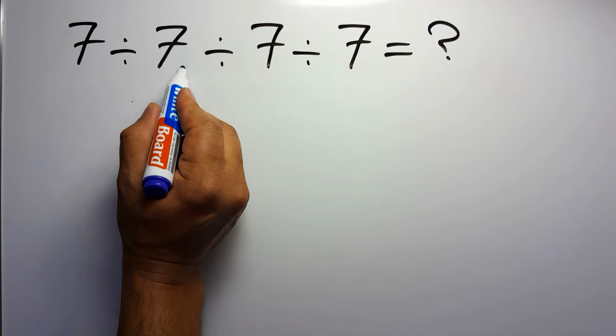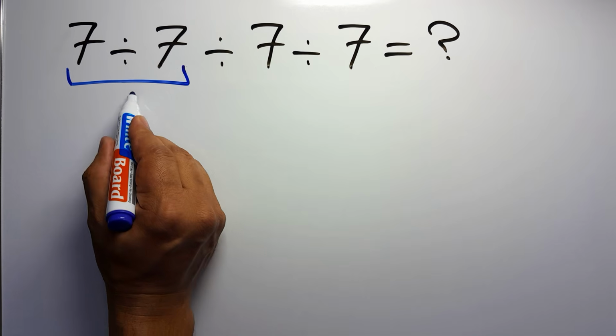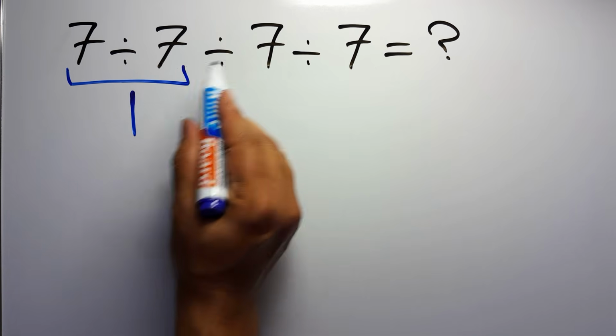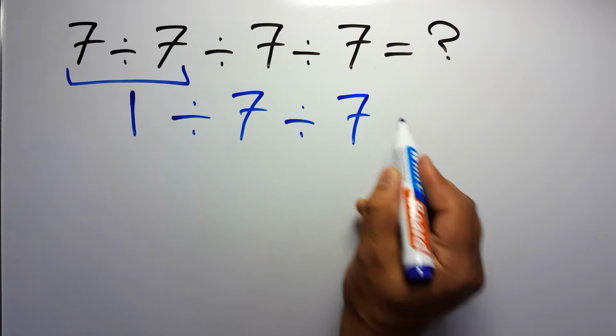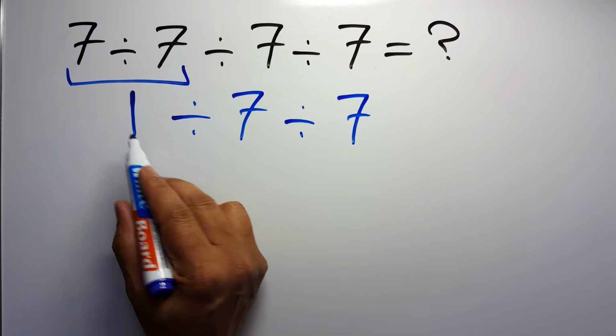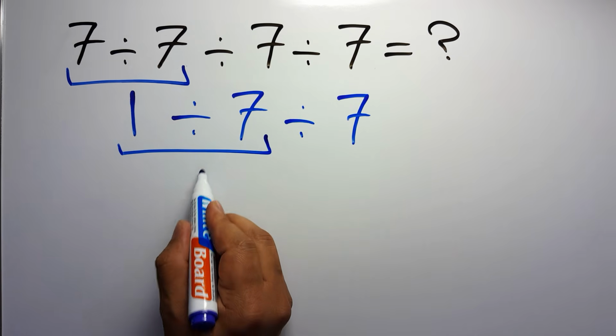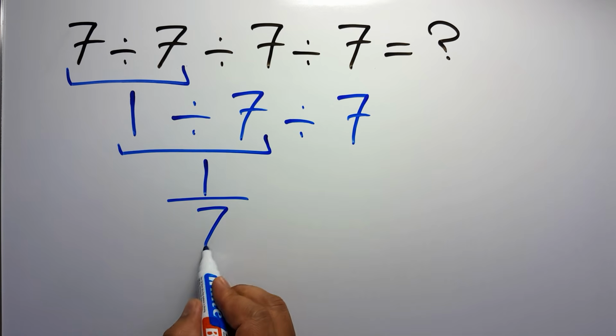So first we have to do this division. 7 divided by 7 gives us 1. So 1 divided by 7 and again divided by 7. Now we have to do this division. 1 divided by 7 can be written as 1 over 7.